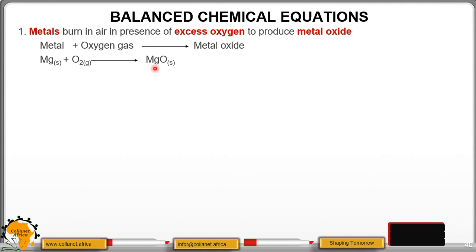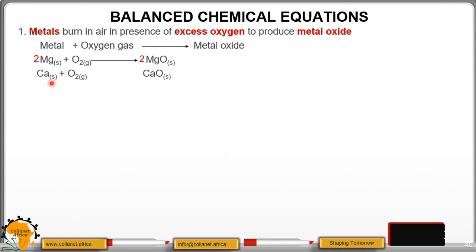But when you look at the number of atoms, here we have 1 atom of oxygen and here we have 2. So we need to balance this by placing a 2 here and also placing a 2 here, because when you place 2 here to balance oxygen, magnesium changes to 2 and then we need to balance here. So we place 2 there and there.